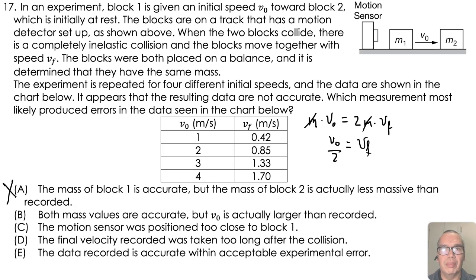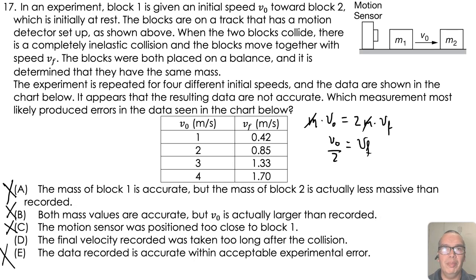In the case of option B, if the actual velocity were larger than recorded, the final velocity will also be larger, not smaller. For option C, the proximity to the sensor does not affect the measurement of the speed. For option E, the experimental error, if the masses and speed measurements are accurate, is at least 15%. That is hardly an acceptable margin of error.